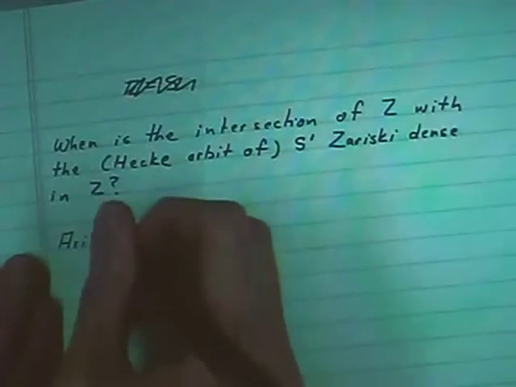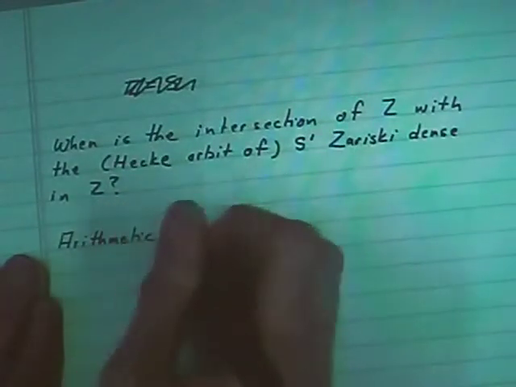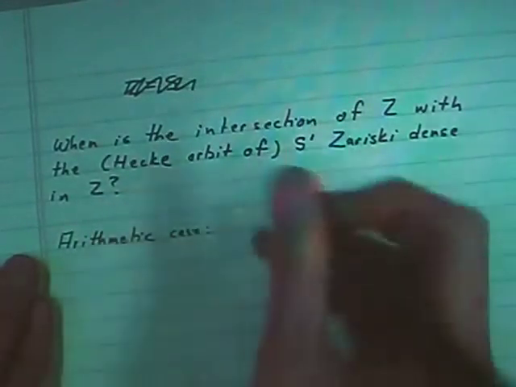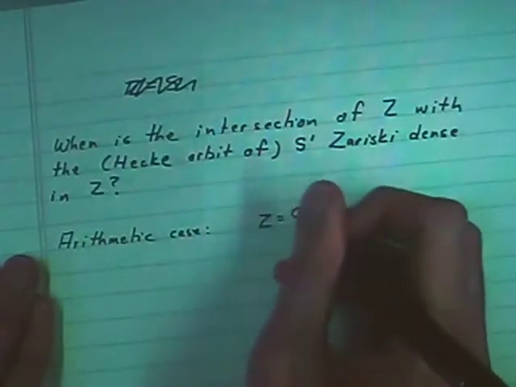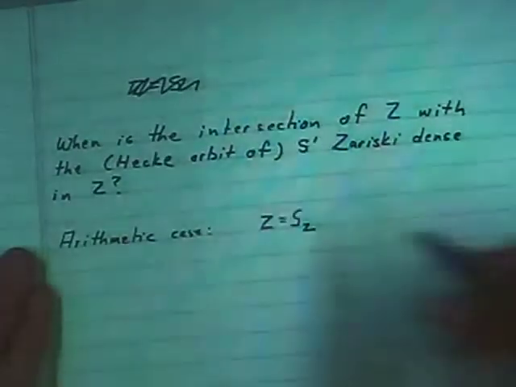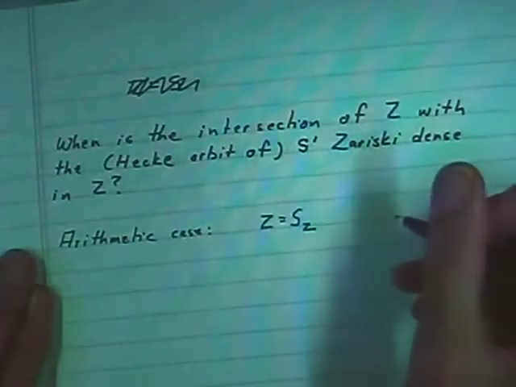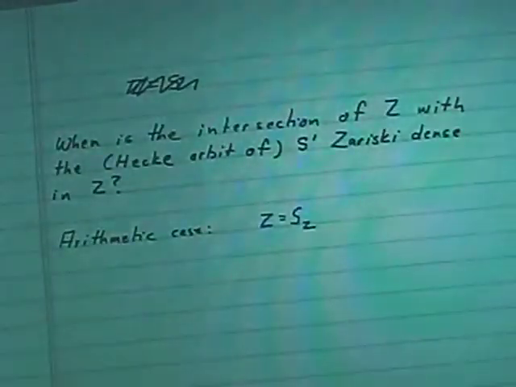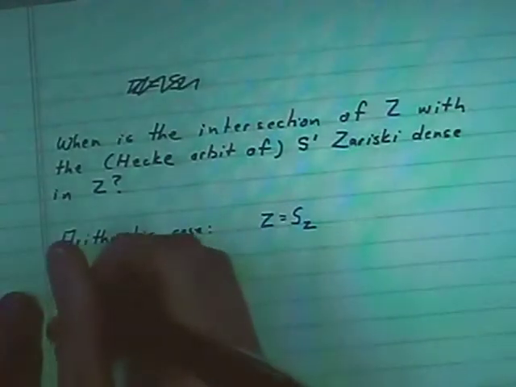So again, by looking carefully at the representations, you're able to say something. Well, first of all, what happens in the arithmetic case is you essentially get that Z is S(Z). And then there are general facts that will say that this orbit is dense. So the difficult part, again, is the non-arithmetic case.